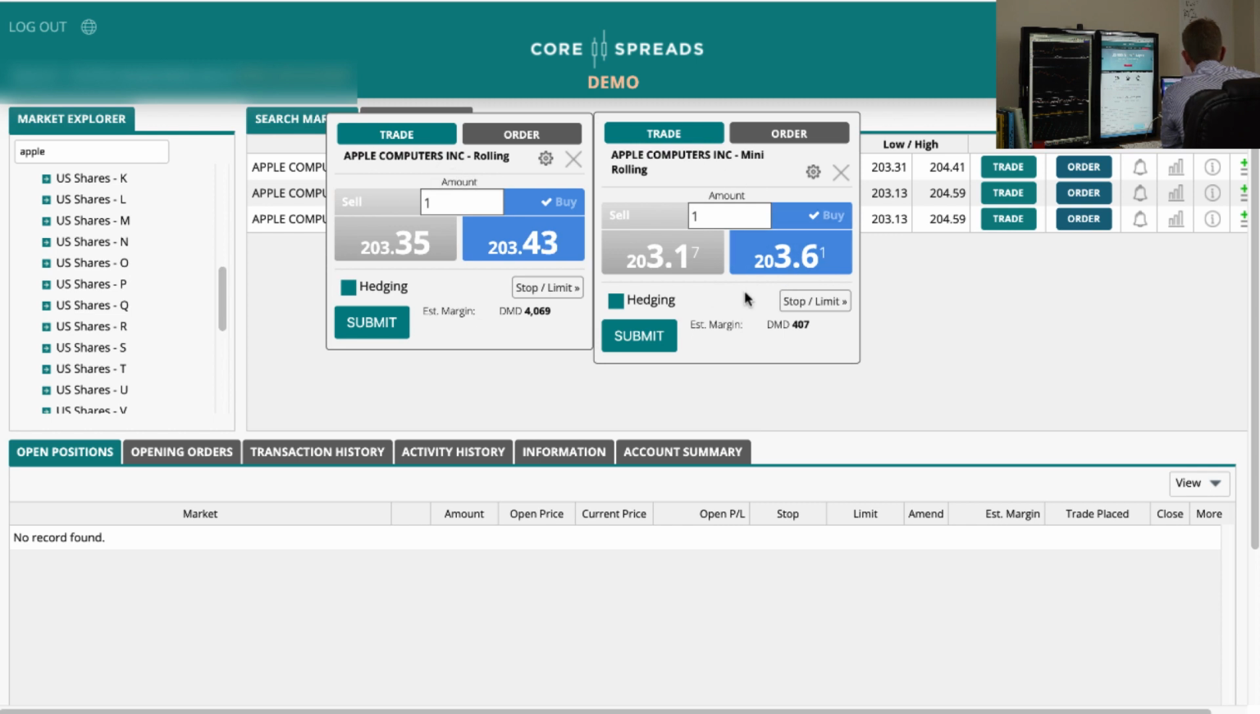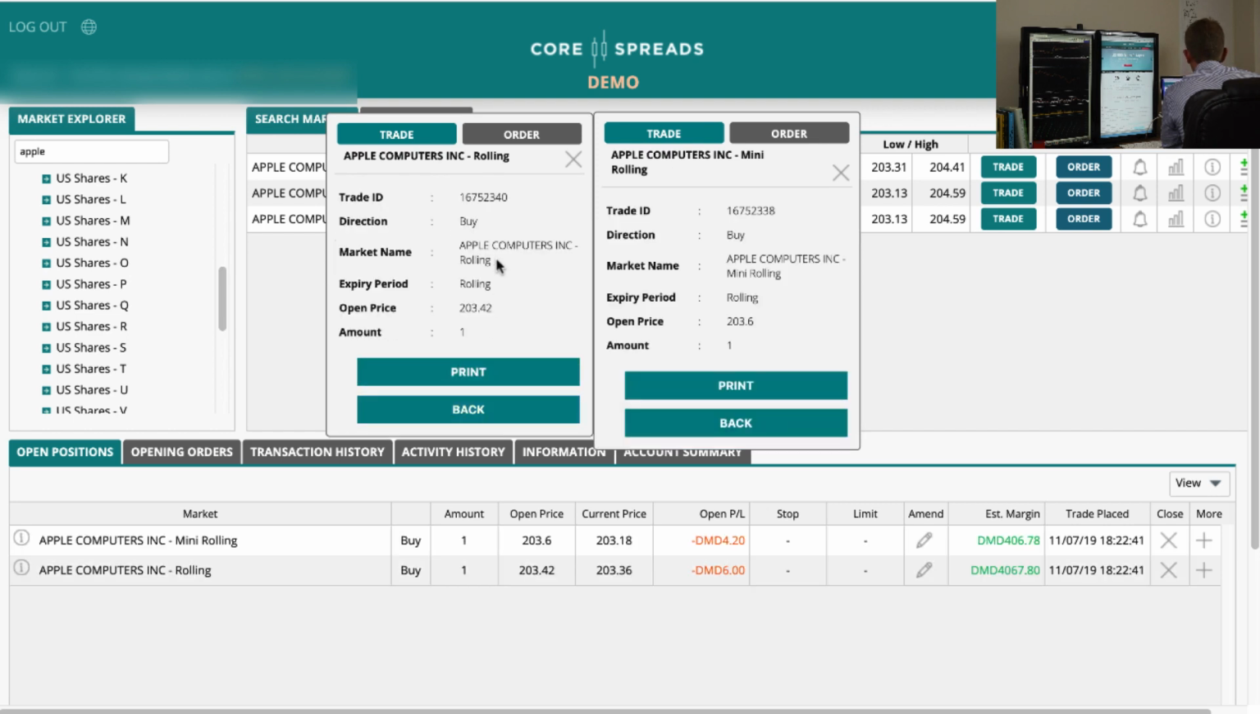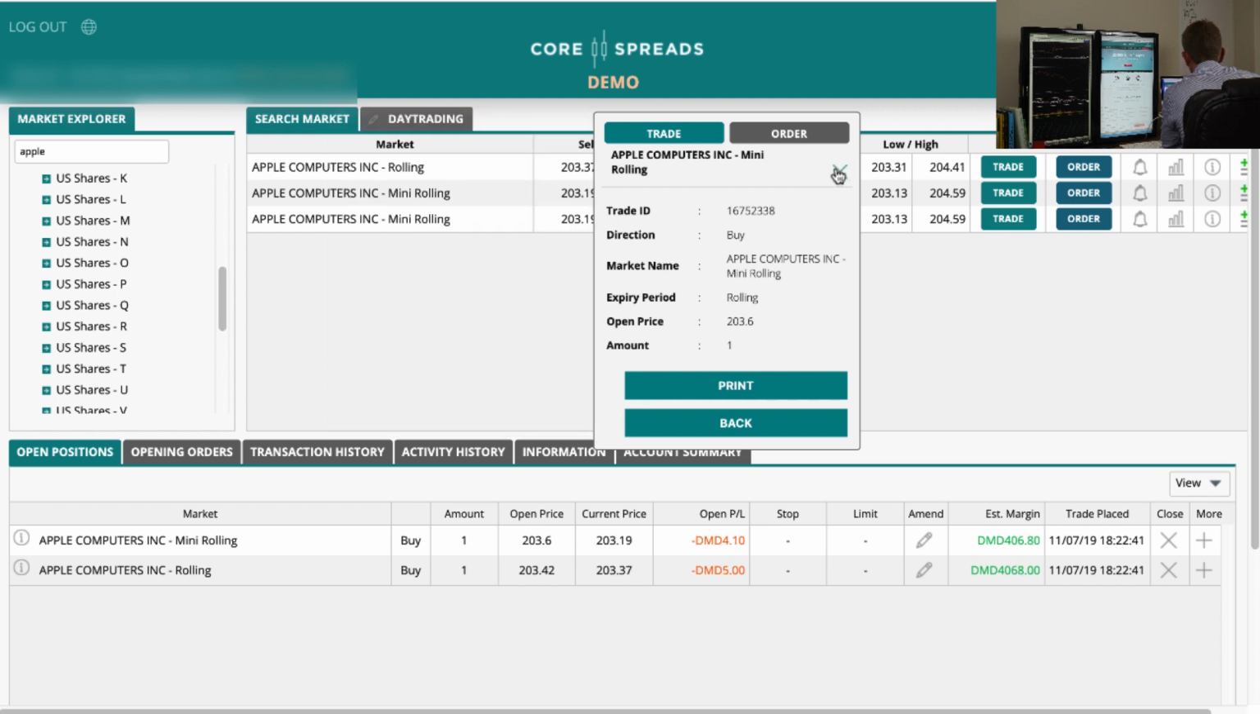So let's try and do a ticket. We put in the mini, we select as normal with a ticket, put our pounds per point in, highlight the buy, submit, and we'll submit both. Get a confirmation order as per usual. We can go back as well if we want to place another order, or we can close the ticket.